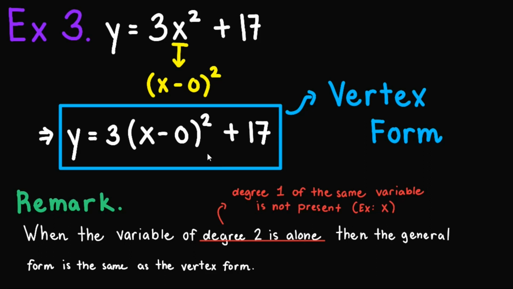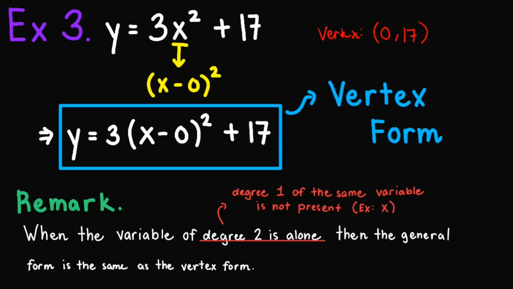And just to end this, take note that the vertex out here is given by x out here would be 0, then 17. And so that's it for this example.